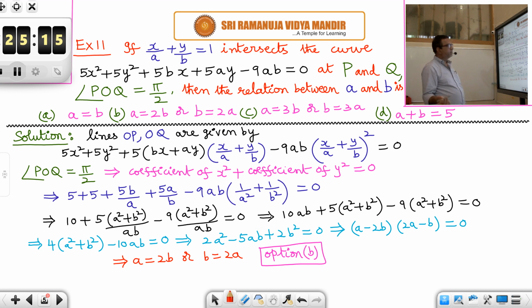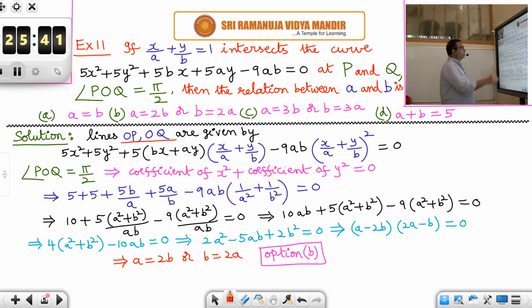Okay. Here also same. A curve is given, a line is given, the points of intersection P and Q are joined to the origin O. So OP, OQ, a pair of lines you will get. Angle POQ is 90 degrees. Then we have to find the relation between a and b. So lines OP and OQ, how do you get the equation for OP, OQ?